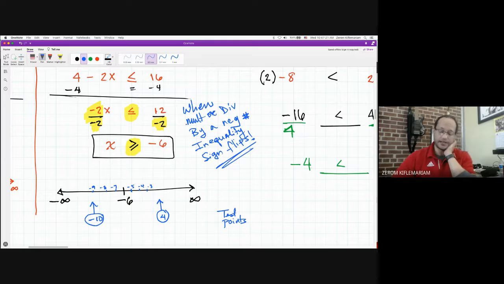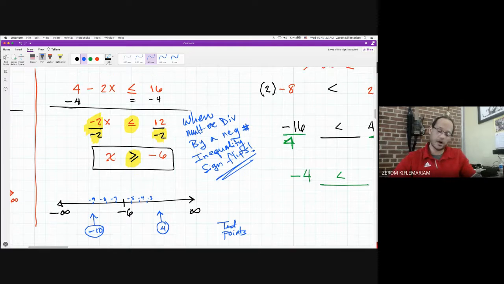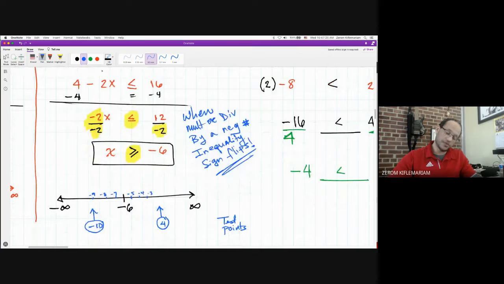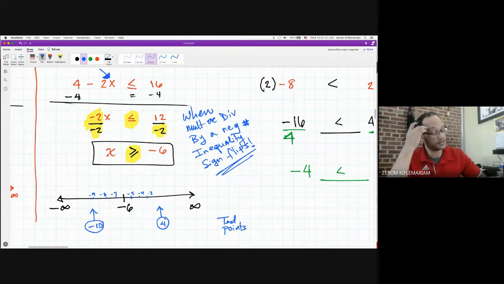Then let's go ahead and plug in -10. Again, we are plugging into the original question. If I'm plugging -10 into the original question, 2 times -10 becomes negative, and negative becomes positive. 2 times 10 becomes 20. 20 plus 4 becomes 24. Is 24 less than 16? That will be the false side.